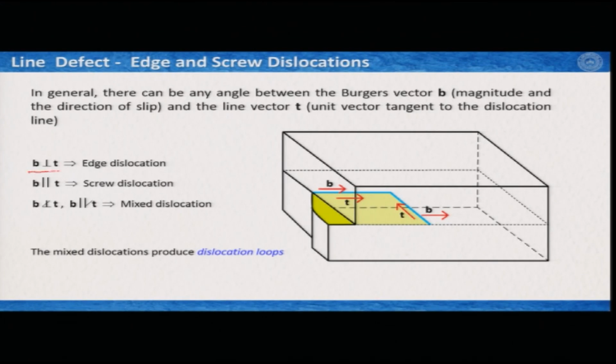As we learnt, if B is perpendicular to T, then we call it edge dislocation. If B is parallel to T, then we call it screw dislocation, and if B is neither perpendicular nor parallel to T, then it is mixed dislocation. In this illustration, B is directed this way and T is directed this way, and their mutual relationship is perpendicular. So, this is my edge dislocation. But here, B and T are parallel to each other. So, this is screw dislocation. For mixed dislocations, they form something called dislocation loops. You just learn the term, we will not go into much detail of this.